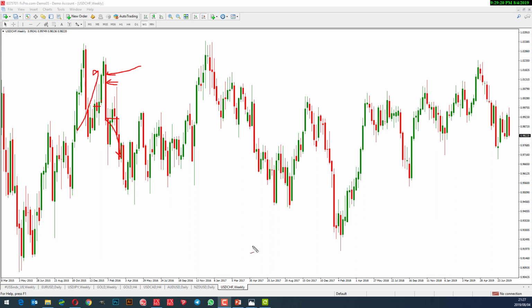So I have talked about 2 of the most important candlestick patterns that we are going to be using in our analysis. We are going to be meeting up again in the coming week. We are going to continue with this section here of how to read candlesticks and market structure.